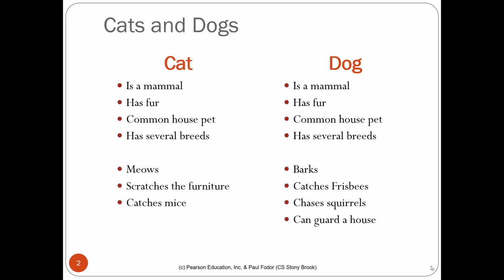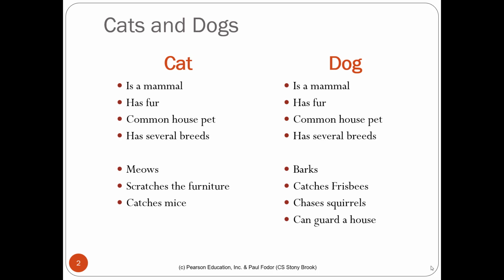If you look at cat and dog, put cat on the left hand side, and on the right hand side put dog. Let's see what the common properties between cats and dogs are. Cat is a mammal, so is dog. Cat has fur, dog has fur. Cat is a common house pet. Same is the case with dog. Cat has several breeds, so does dog. So these were the common behaviors.